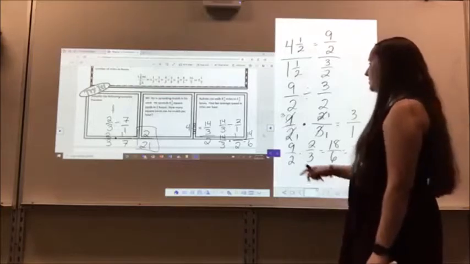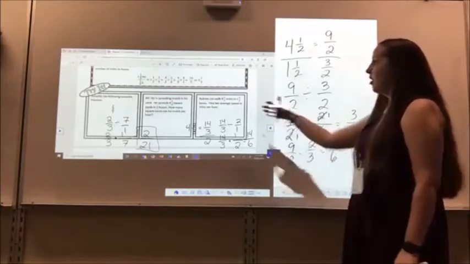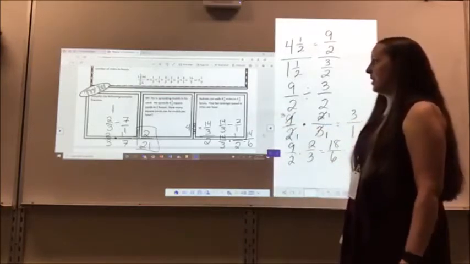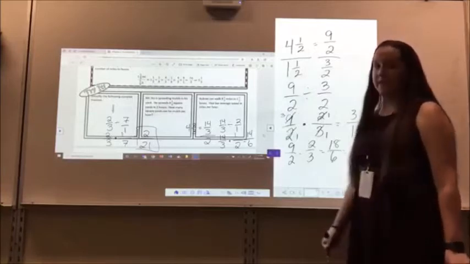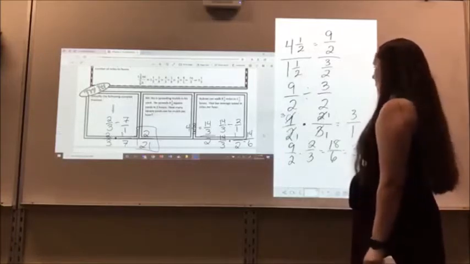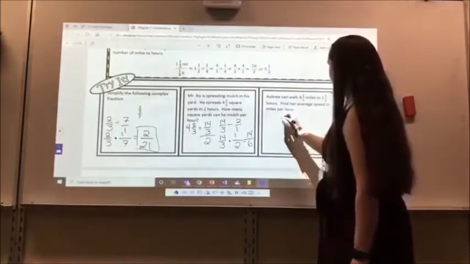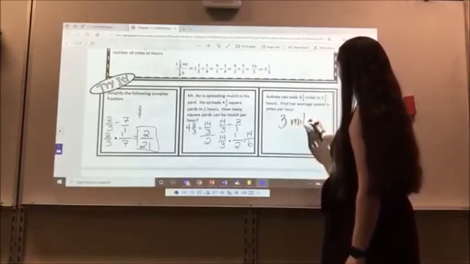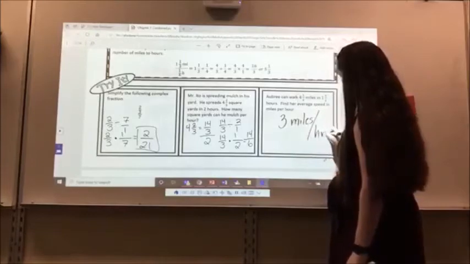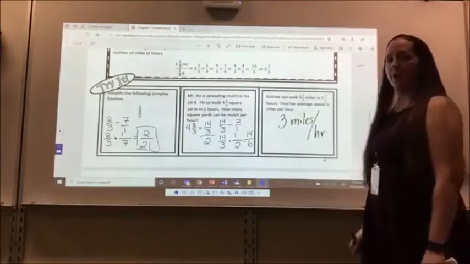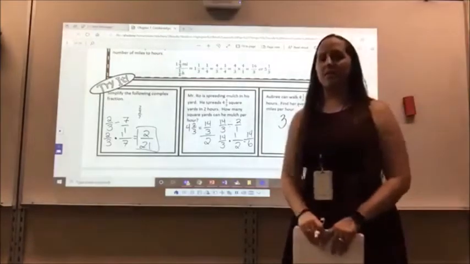Okay, so in the end, Aubrey can walk 4.5 miles in 1.5 hours. Her average speed in miles per hour is going to be 3. So 3 miles per hour. And that is the end of lesson 2.